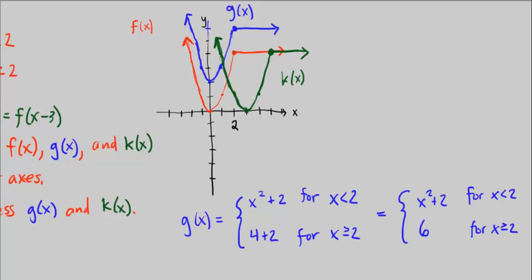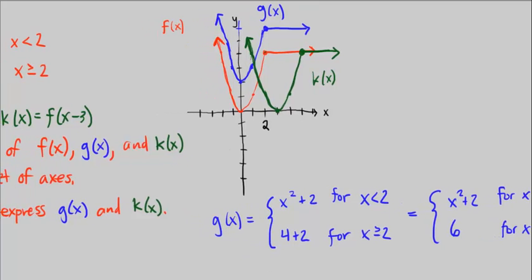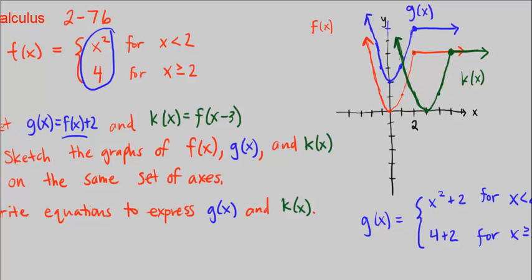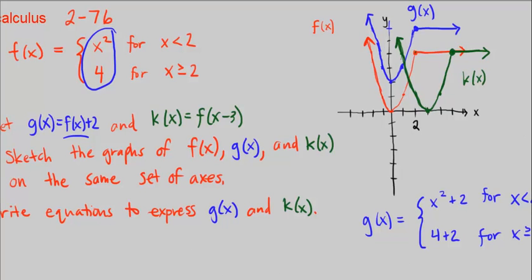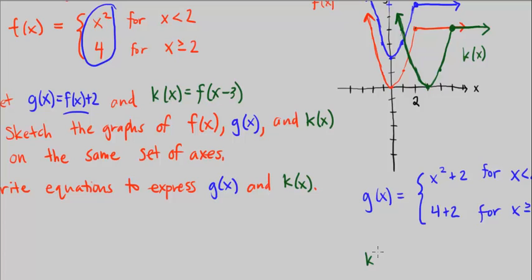So k of x, let me use green. Let's go ahead and start looking at the original function f of x. K of x we know is defined to be: wherever we have an x, we're going to subtract 3 from it on the input. So let's go ahead and write this out. Instead of x squared, we're going to change x to be x minus 3. So we have x minus 3 squared, right? And instead of 4, well, there's no x to change, so we just keep it as 4.